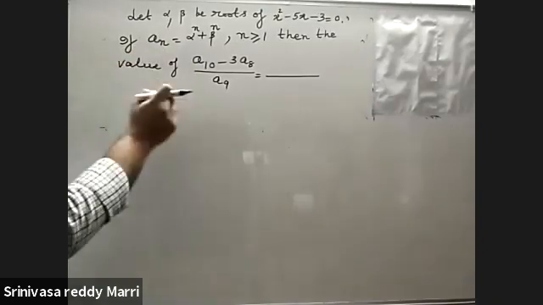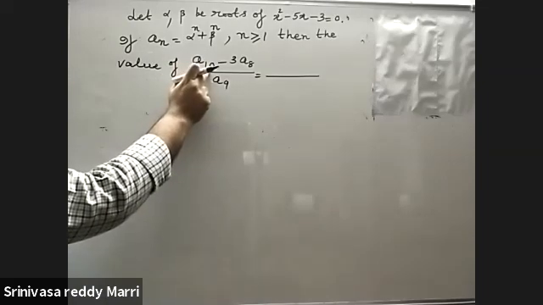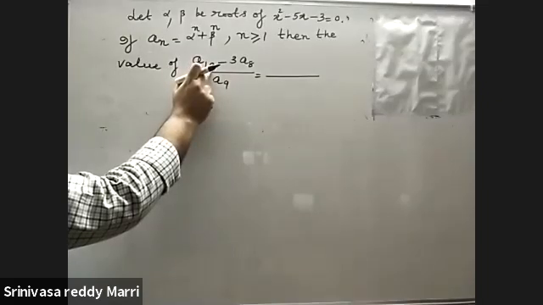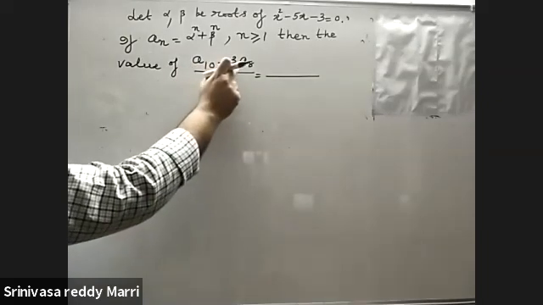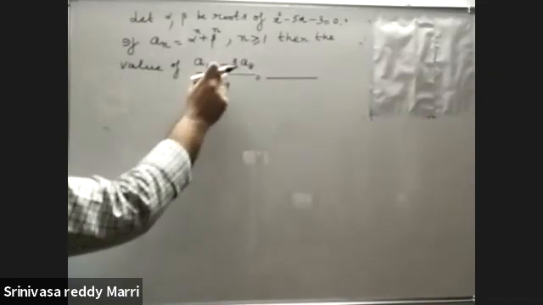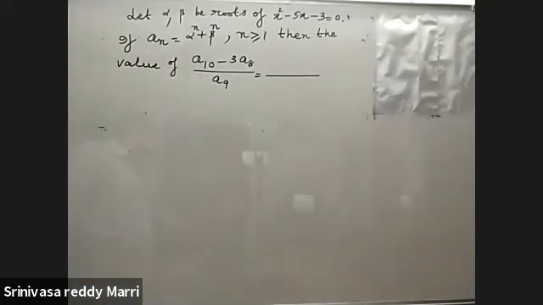So what he is asking is A10 minus 3A8. A10 means alpha to the power 10 plus beta to the power 10. A8 means alpha to the power 8 plus beta to the power 8. A9 means alpha to the power 9 plus beta to the power 9.